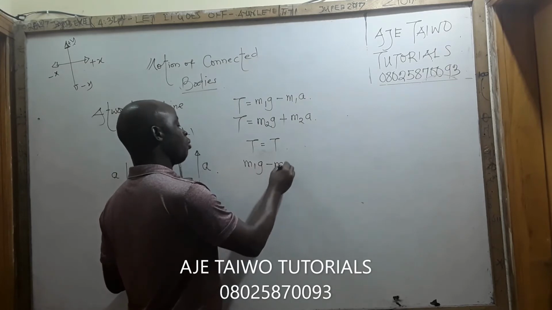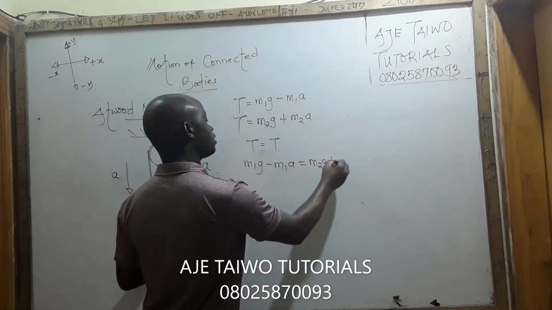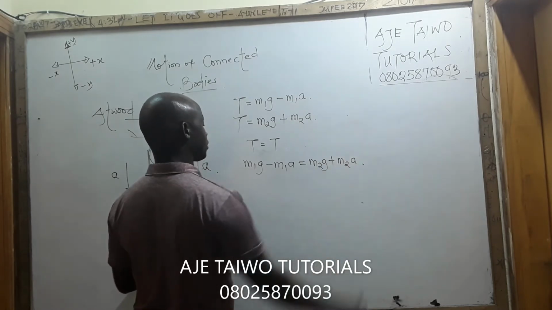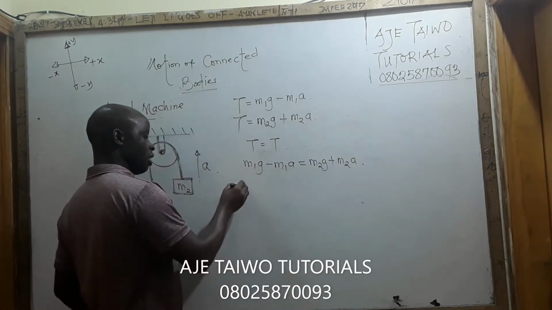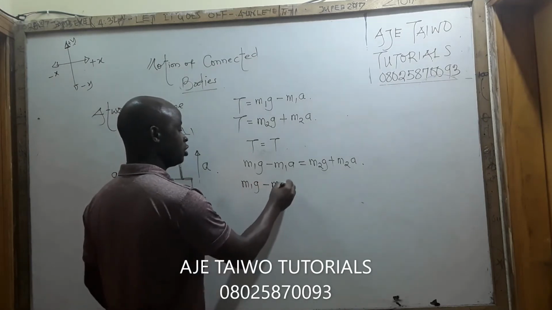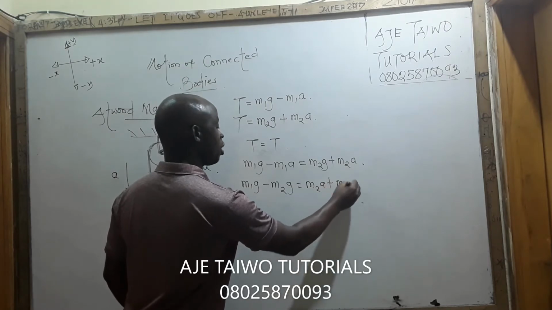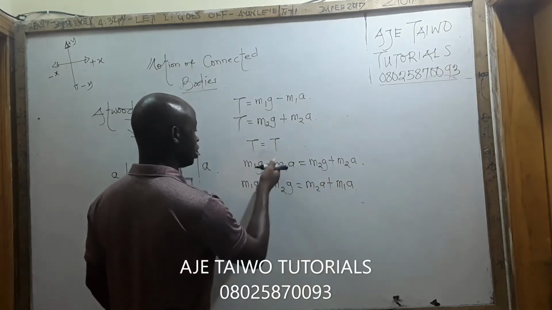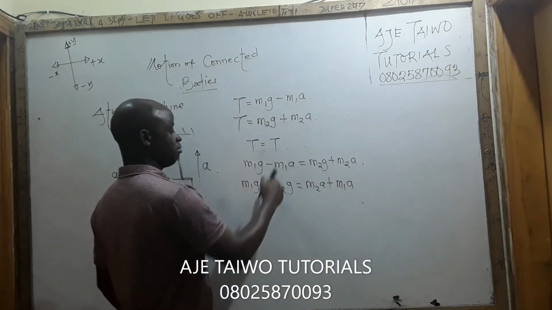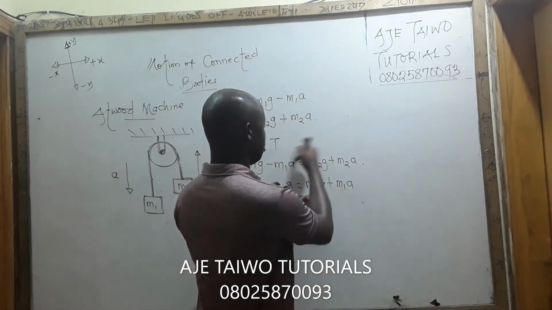M1G minus M1A equals M2G plus M2A. So what do you have here? You have M1G minus M2G equals M2A plus M1A. If you rearrange, you bring this one here, M1G minus M2G, and you take this one there, that's M2A plus M1A.